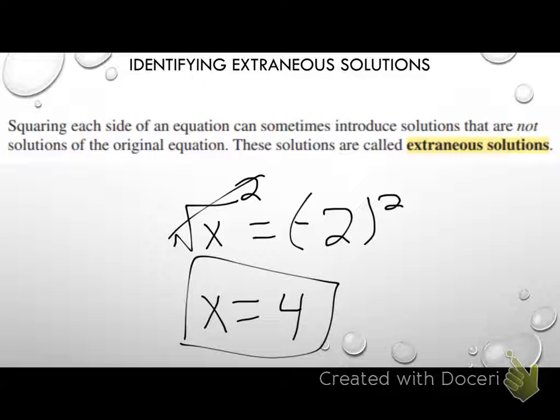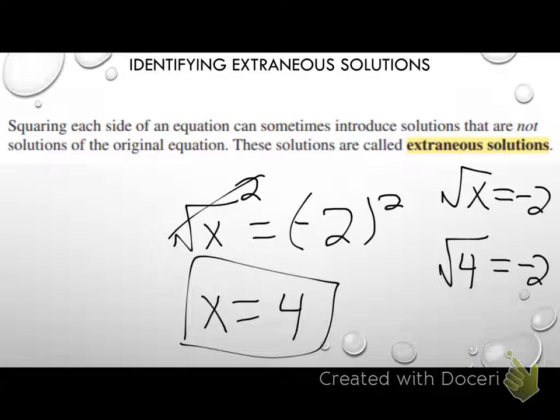So let's plug back into the original problem. The square root of x equals negative 2. Plugging in 4 for x. What's the square root of 4? 2. Does 2 equal negative 2? No. So that'd be an extraneous solution. This actually has no solution. So that's why we check our solutions, because today we're going to be seeing some extraneous solutions that are not actual solutions for us. Okay?